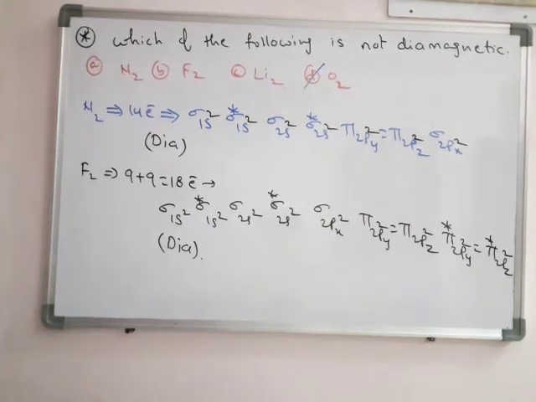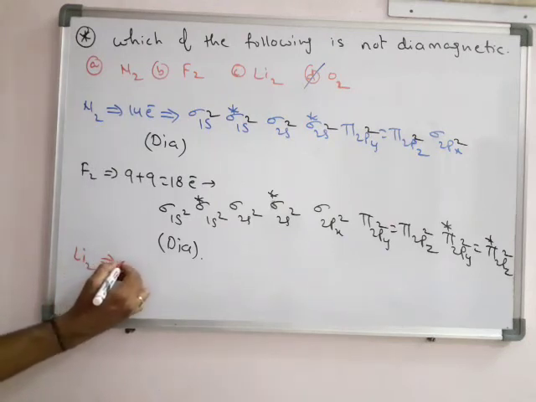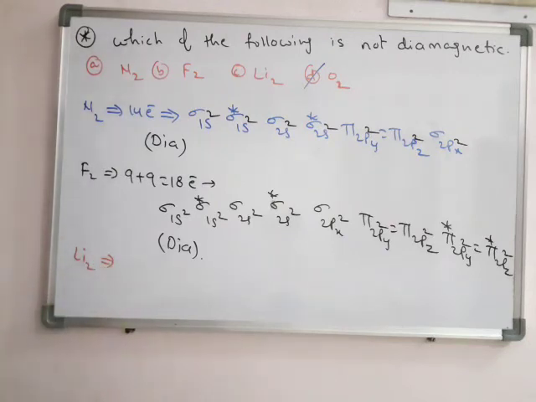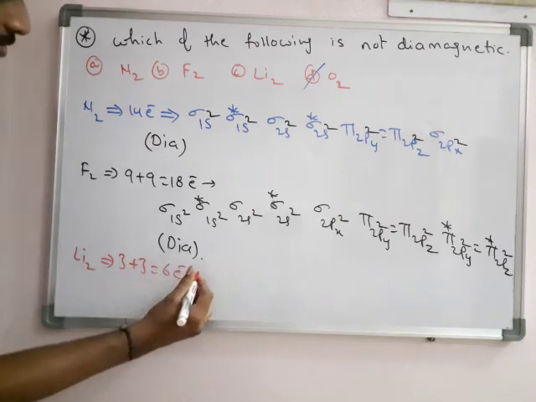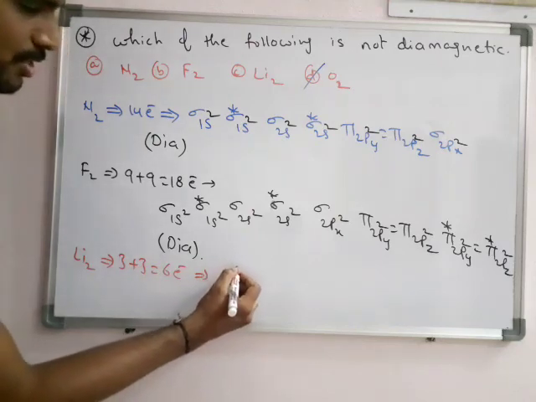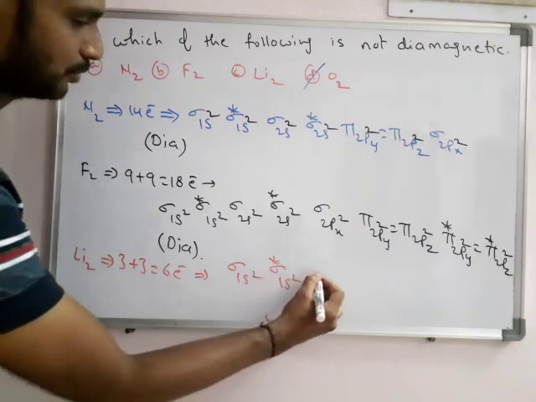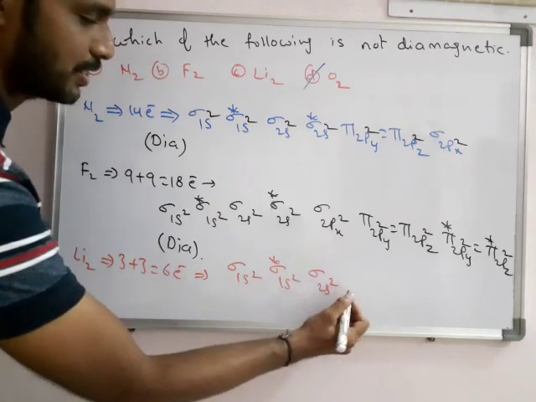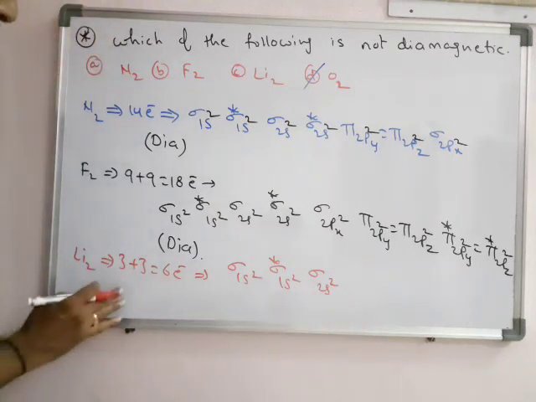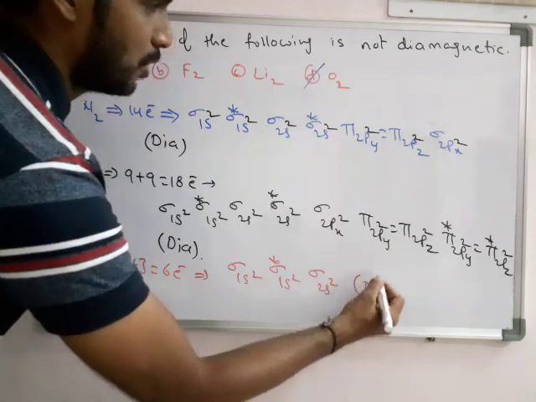Then see Li2. Let's do Li2. How many electrons? Can you write the configuration? Simply 6 electrons, no doubt. Sigma 1s has 2, sigma star 1s has 2, sigma 2s has 2, and 6 are completed. There are no unpaired electrons, so it is also diamagnetic.